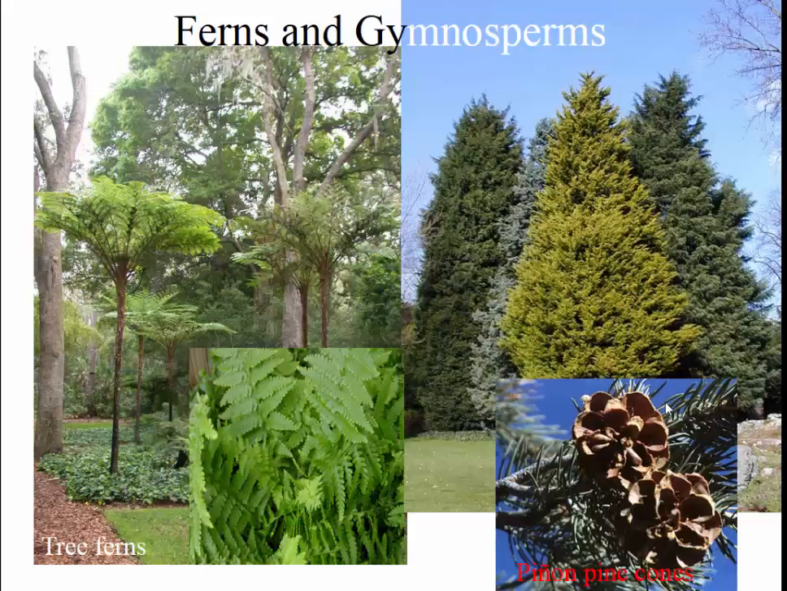Ferns shown here include two tree ferns in the upper right, and a developing fern, where you can't quite see the fiddlehead developing. And then on the right we see the gymnosperms: the spruce, blue spruce from Colorado, fir, juniper, and then here the pinyon pine, which produces the pinyon nuts that you might find in a pesto.